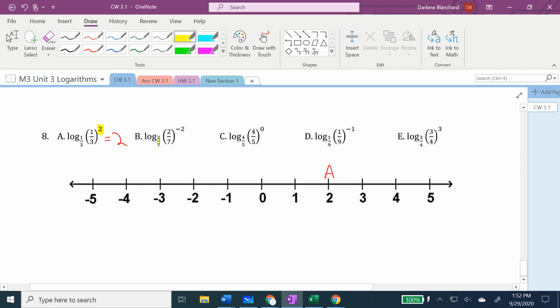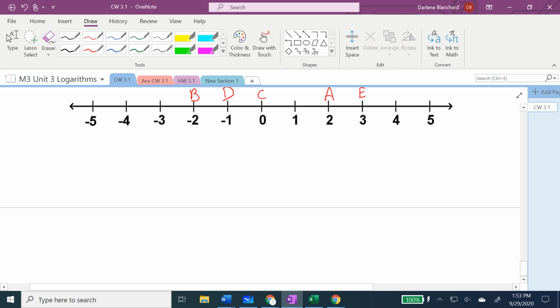Here, same thing, the base matches with the logarithm and the exponential. That exponent is the value of the logarithm. Same thing with C. So that exponent is the logarithm. D, also the bases match, so -1 is the value of D. E, the bases match, so that means the logarithm has a value of 3, so E goes there.